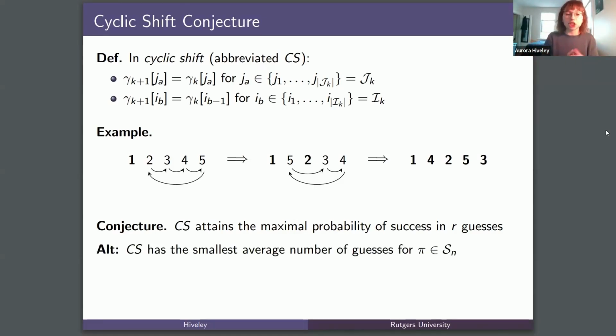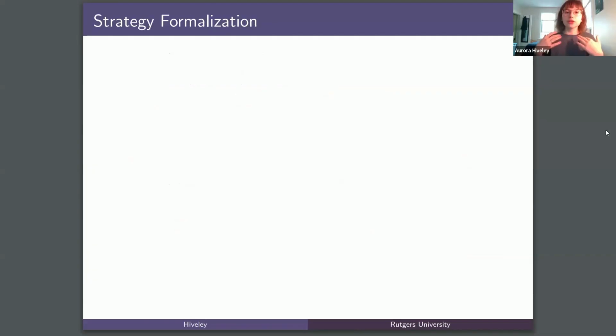We can alternatively say cyclic shift has the smallest average number of guesses when you average across all permutations of length n. So if I try this strategy out for every possible permutation that Aurora could be thinking of, and I count how many guesses it takes, and average it, it's going to be the smallest possible, or it attains the minimal value. And it turns out our conjecture is actually that it is minimum, not just minimal, but we're going to use that alternative version of their conjecture for the sake of this talk. So in order to formalize what a strategy looks like, if we're going to do experimental math, we have to tell a computer how a strategy works.